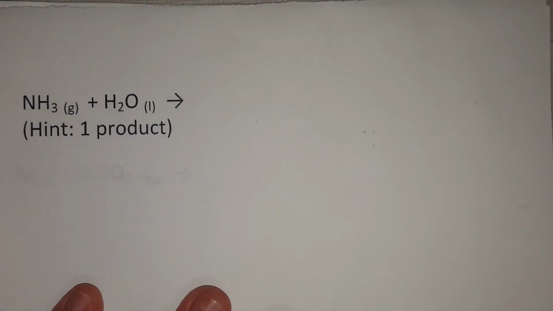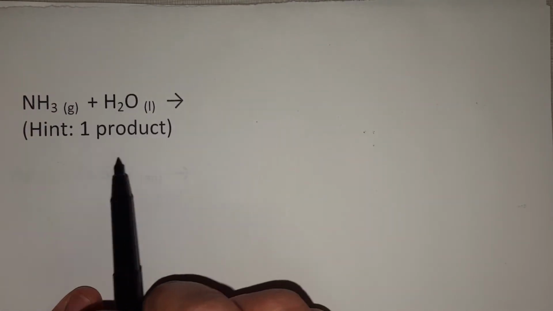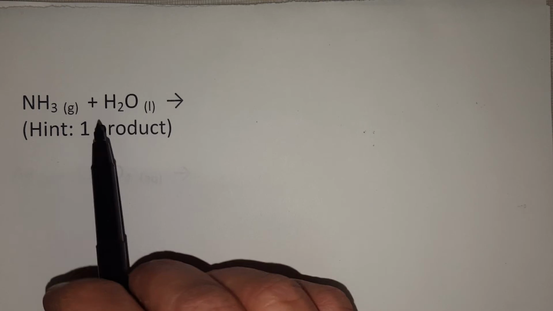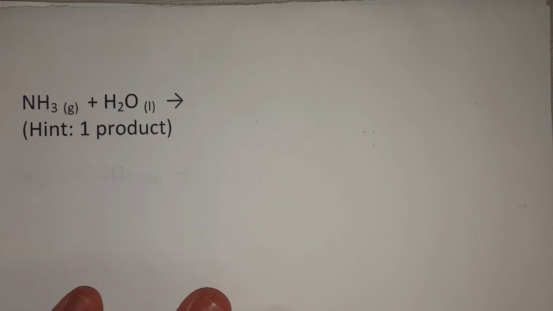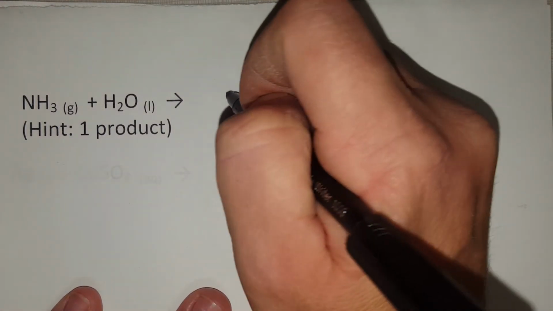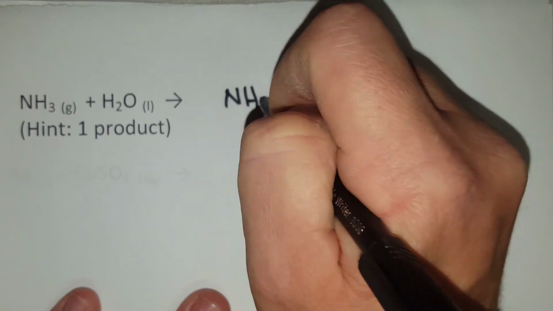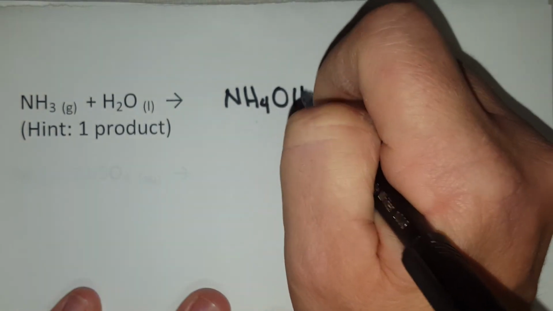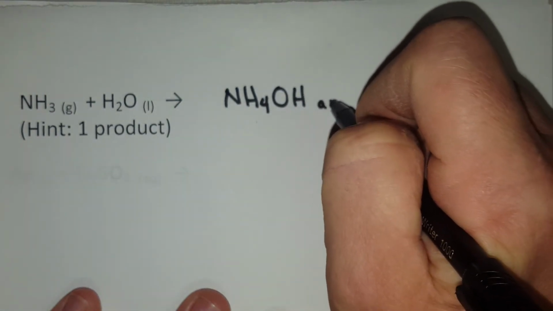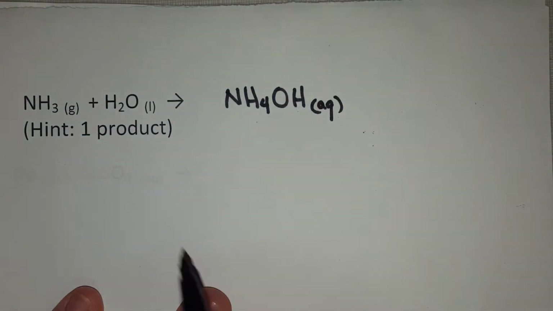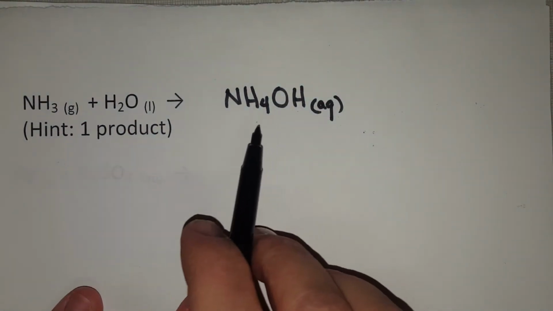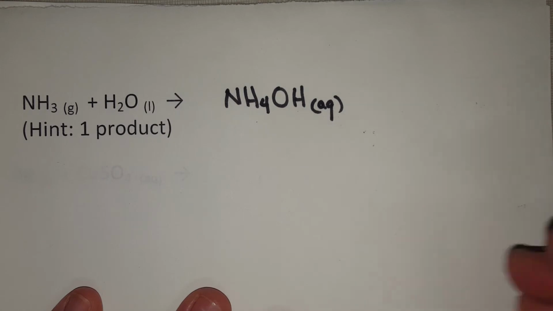Okay, here I have ammonia reacting with water. I'm told I have a hint: I have one product. So basically I'm just going to combine all these together. This is the reverse of a decomposition reaction that we talked about, where my ammonia and water will combine to form ammonium hydroxide.